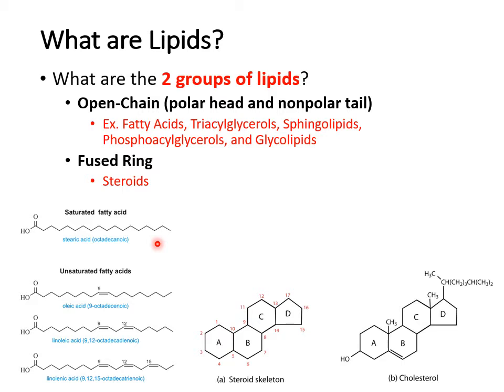Or the chemical nature of a lipid can be the fused ring structure. So you see fused rings instead of long chains. The fused rings are the steroid examples that we're going to go through in this lesson. They include cholesterol and various sex hormones and other hormones that we're going to mention a little bit later.